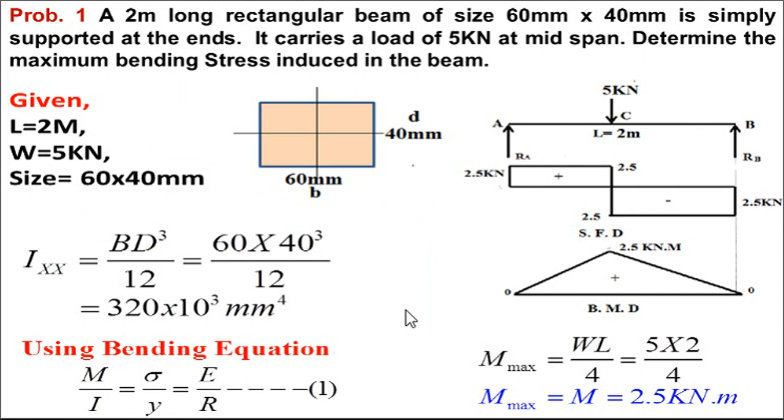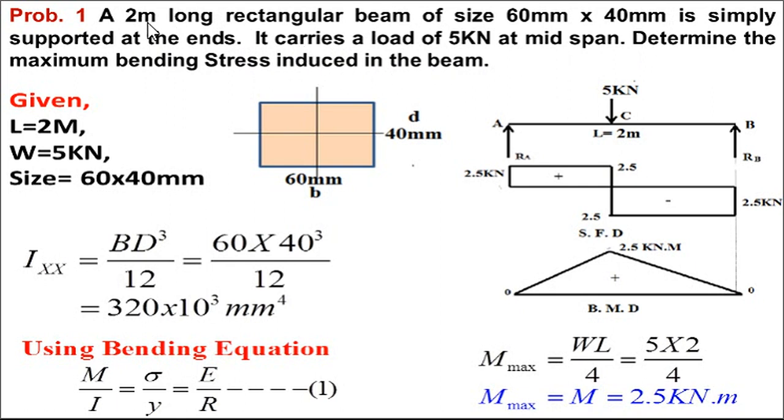Now we are going to see a few problems or numericals. I have started with a very simple numerical. See the problem given. A 2-meter long rectangular beam of size 60 mm by 40 mm is simply supported at the ends. It carries a load of 5 kN at midspan. Determine the maximum bending stress induced in the beam.